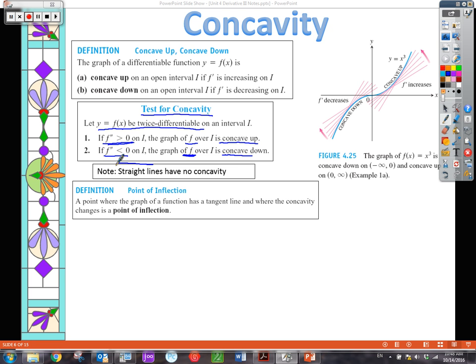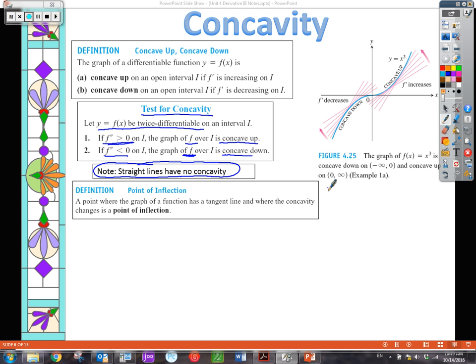This concept right here may be kind of difficult to wrap your mind around. So I have it written out here specifically that straight lines don't have concavity. Let's think about it for a second. Concavity is a measurement of curvature. It's curved, right? Lines don't have any curves. So first, okay, how could it have concavity?